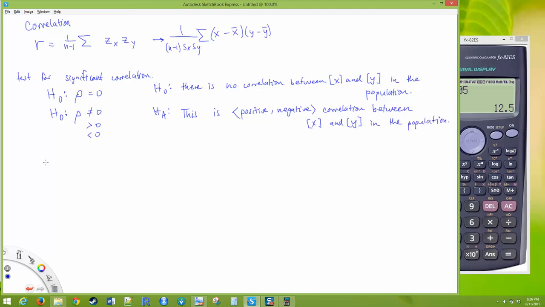Okay, and then so for that you use the test statistic R times the square root of n minus 2 divided by 1 minus R squared. Let me just verify that. Yes. Okay, with degrees of freedom equal to n minus 2, t table.